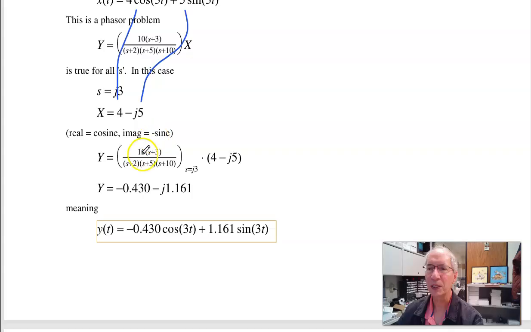So in phasor form, here's the gain. Analyze at s equals j3 times the input at 3 radians per second gives you the output at 3 radians per second. That's a complex number where the real part represents cosine, minus j represents sine, and frequency stays the same.